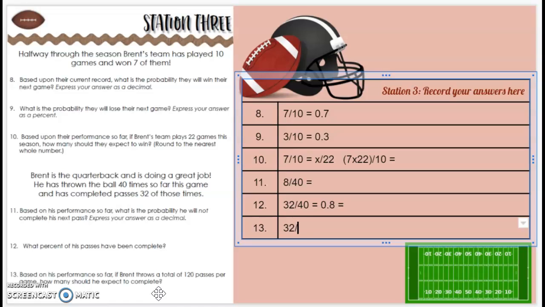Well, we have 32 over 40 completed passes. We're going to go ahead and do our proportion. We're not sure how many he's going to complete over 120, but we're going to do our cross multiplication and division. 32 times 120. I'm going to take that answer and divide it by 40, and that will give me the answer of how many passes we expect him to complete during a game where he passes it 120 times. This is how you're going to be filling out Station 3.